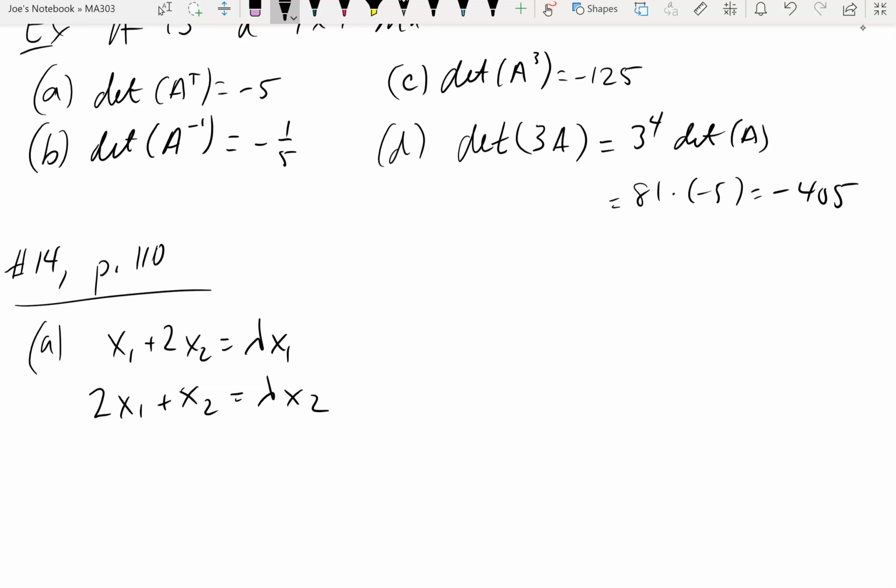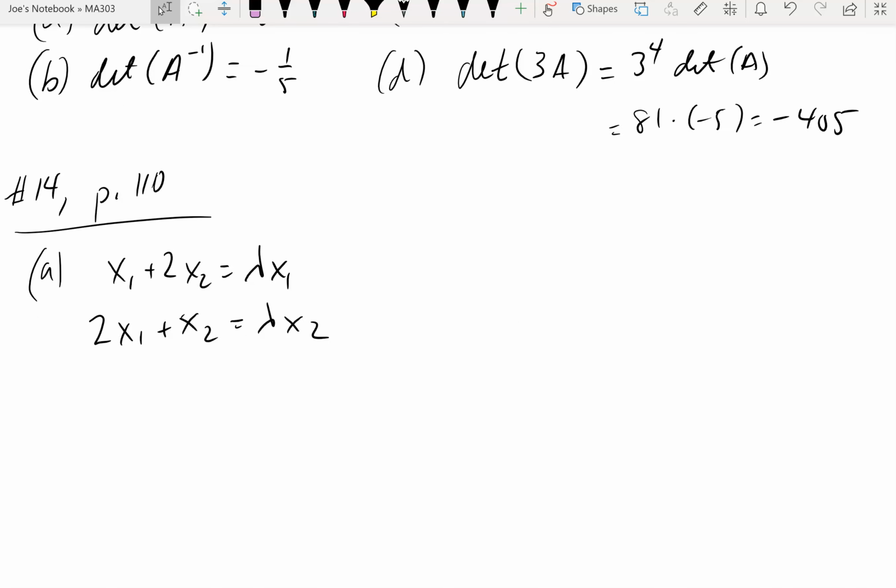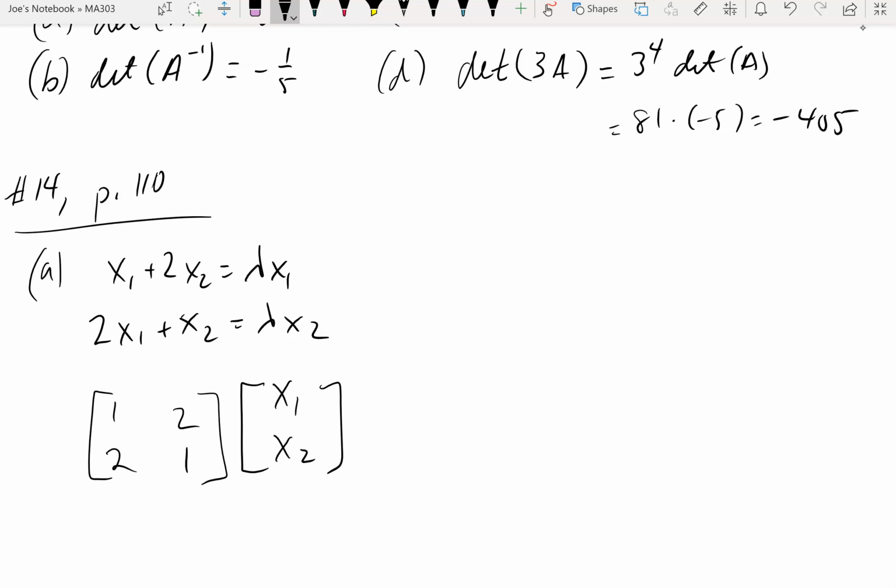So let's rewrite this linear system in matrix form rather than in the equation form. What would your coefficient matrix be for this particular system? What are the coefficients that we have? 1, 2. Yeah, 1, 2, 2, 1. And then we would have the column matrix of x1, x2. And on the right-hand side, I could write that as lambda times x1, x2.